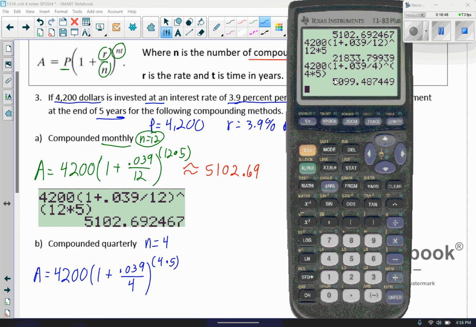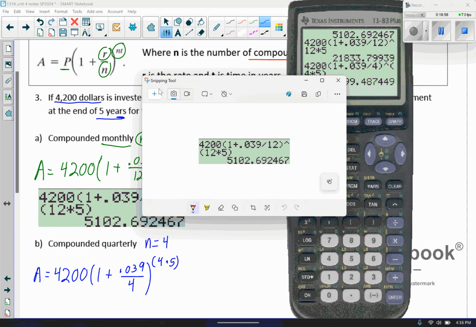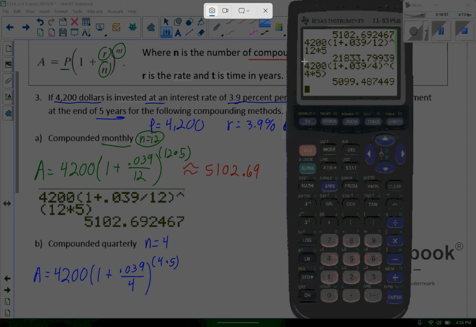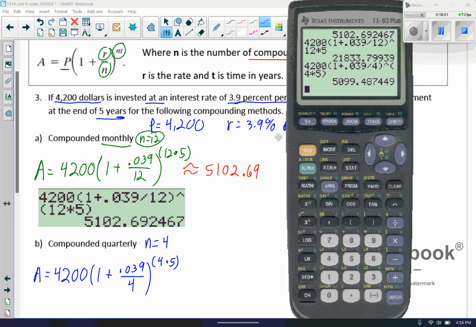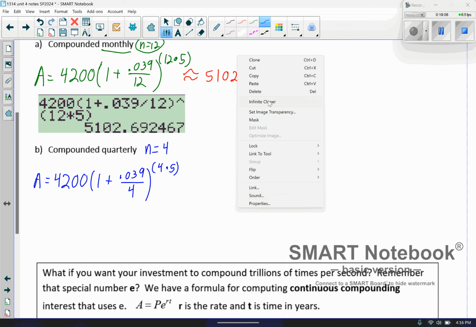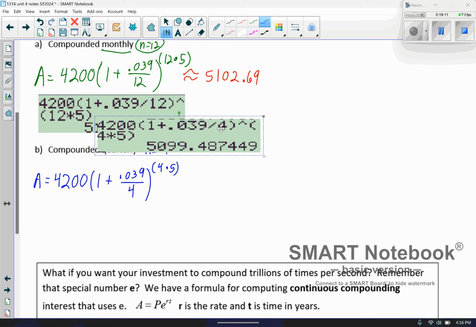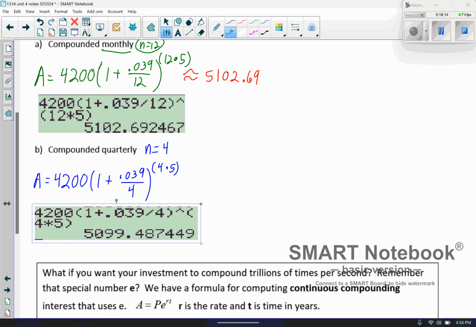And here we go. So like I said, it didn't make a big difference. It was a couple dollars. But if we're talking about more money being invested and a longer period of time, then it could actually turn into hundreds or maybe even thousands of dollars eventually. And so the more you compound, the better off you're going to be when you invest. Okay, so let's put this answer here. So about $5,099.40. Be careful, that's going to round to 49 cents, okay?